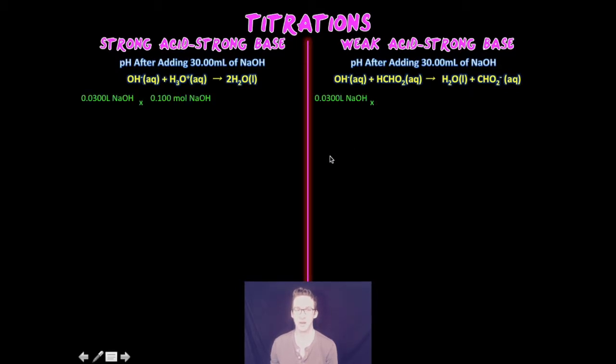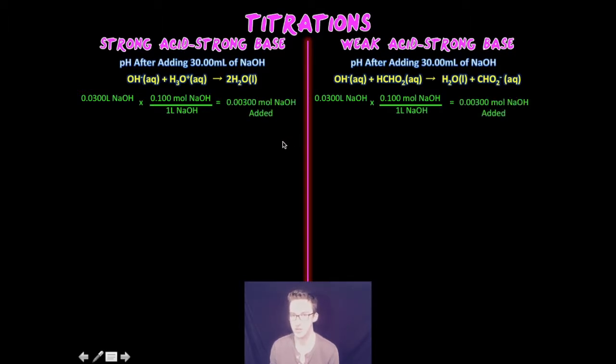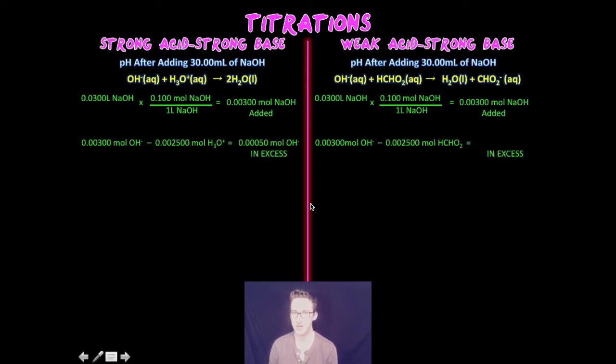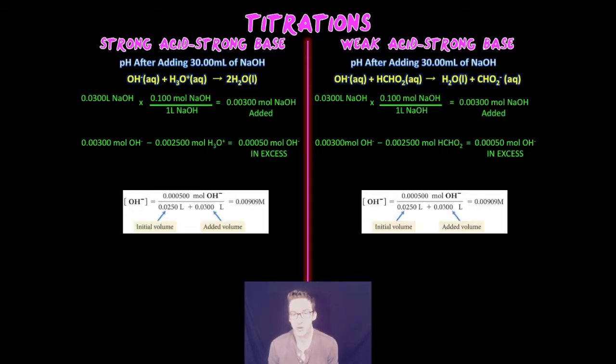And so at this point, when you solve for the number of moles of sodium hydroxide added, we get 0.00300 moles of sodium hydroxide that was added, but we only had 0.0025 moles of the other reactant for that strong base to react with. So in each example, we're going to have 0.00050 moles of hydroxide ions that are in excess. All right, so once you've gone past the equivalence point, it's simply a matter of determining the concentration of that excess hydroxide ion that's in solution.